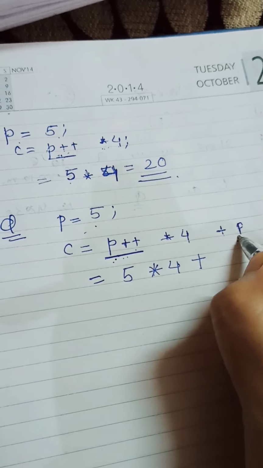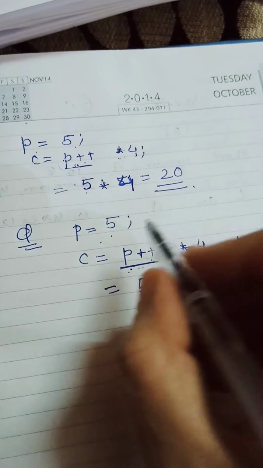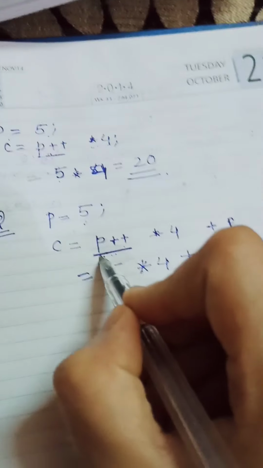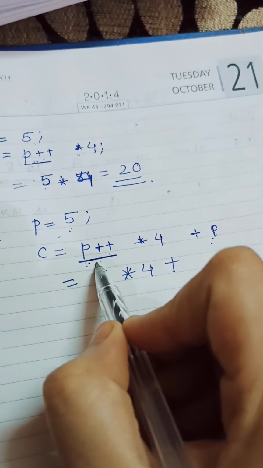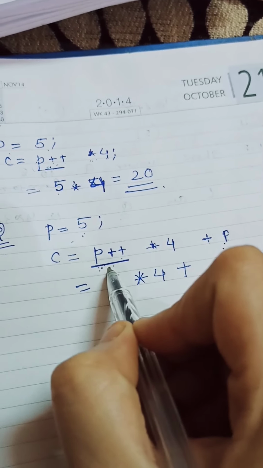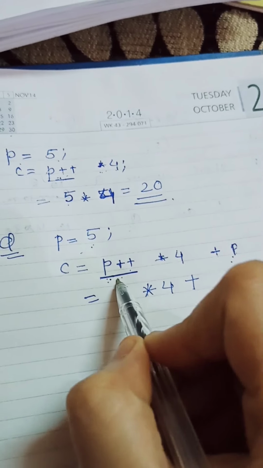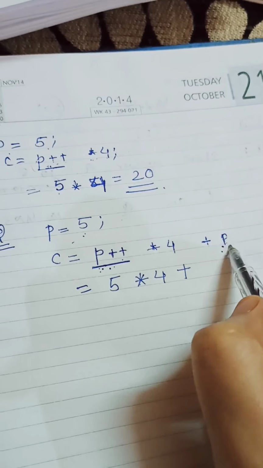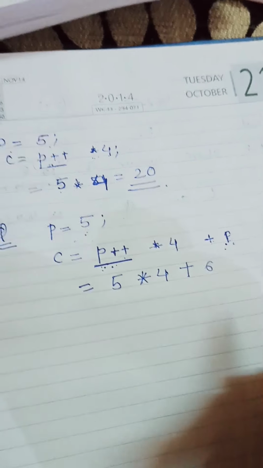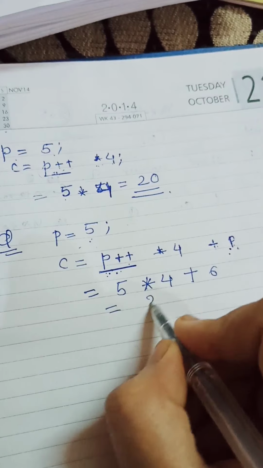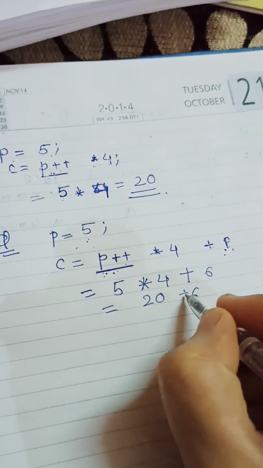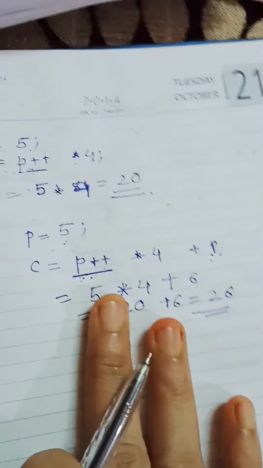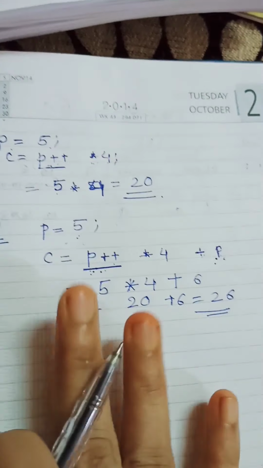Plus p. And now see, what is the value of p? 5. As we saw earlier, there was p plus plus, and because it was a postfix expression, we did not increment it at that time. Now because p is coming again, now we will increment this p. So 5 plus 1 will be 6. So the answer will be 20 plus 6 is equals to 26. So students, in this example you can clearly see the meaning of postfix expression.